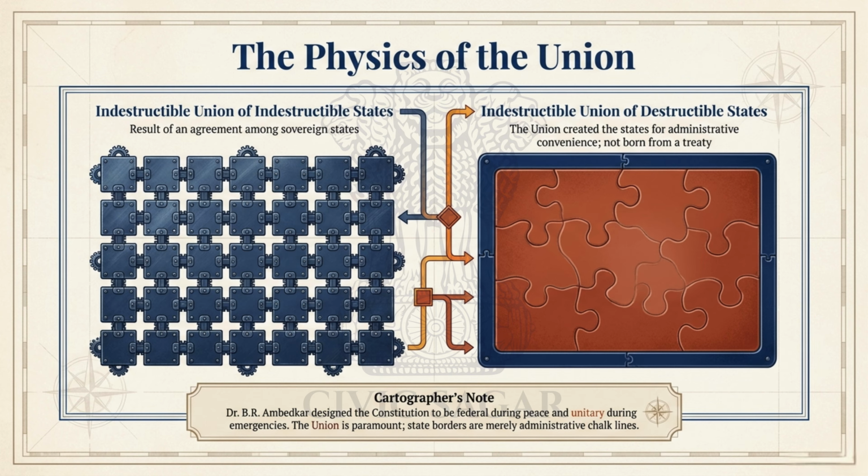As noted by our cartographer, Dr. B.R. Ambedkar designed the constitution to be federal during times of peace, but unitary during emergencies. Consequently, the union remains paramount, and state borders are merely administrative chalk lines drawn to serve the people.